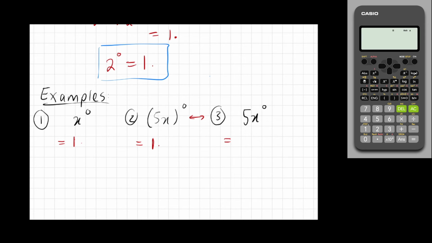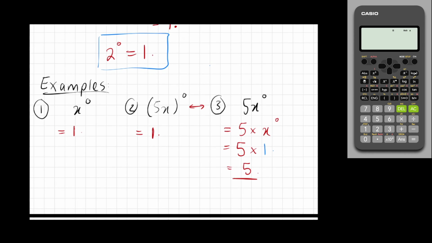5x to the power of 0. What's between a letter and a number, usually, in algebra? Well, this is just saying 5 times x, isn't it? And, well, we know what x to the power of 0 is. X to the power of 0, well, we did that over here. That's equal to 1. So this is the same as 5 times 1. Okay, 5 times 1. And what's 5 times 1 equal to? 5, okay? So you've just got to be a little bit careful with those.